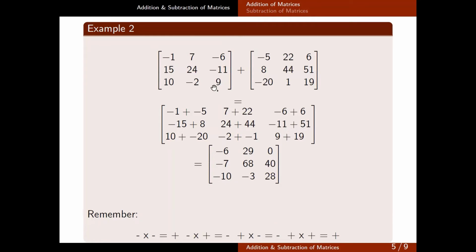-2 should go with 1, 9 should go with 19. Now remember, don't forget to consider these signs the way they are. So if we have a negative sign, please make sure it's there. And then it's a -1. We are talking of addition, and then a -5. So you pair them as per their positions, the way I've paired, the way they are here with the addition sign.